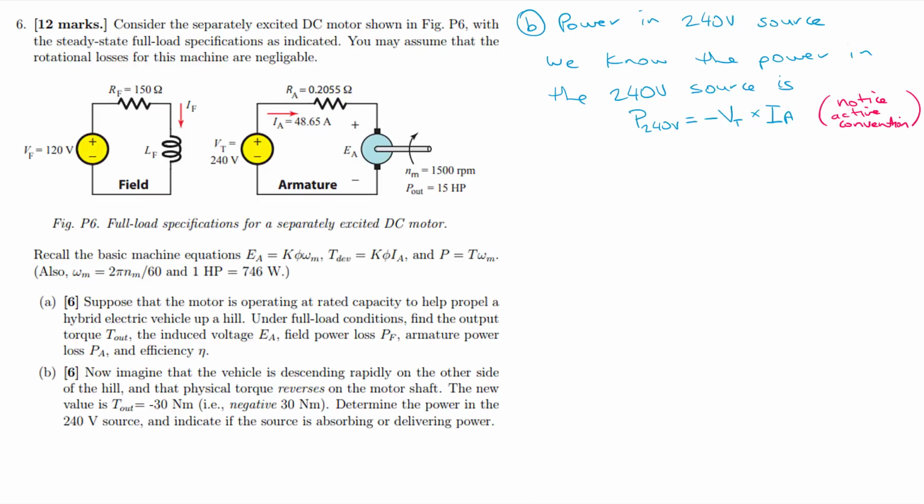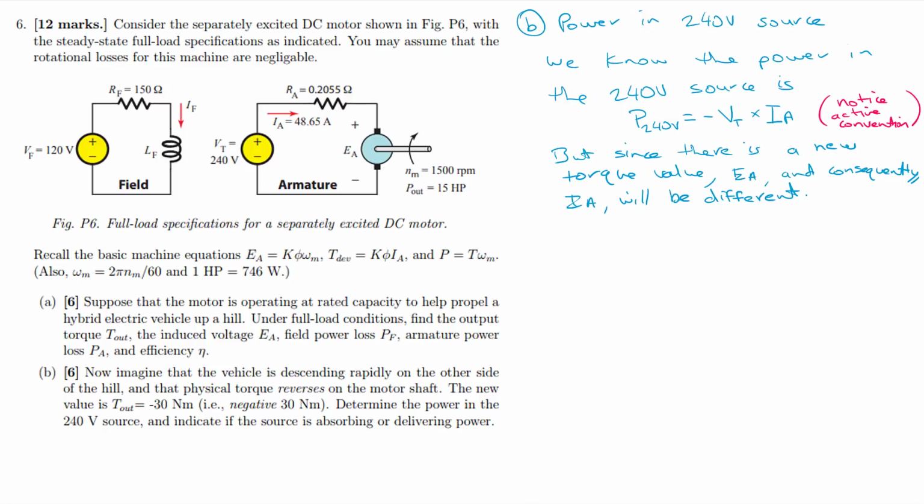So now, since we've got a new situation, we're going to have to calculate some new things. We have a new torque value, so the EA is going to be different, because we don't know what the new speed is. We have a different torque, so a different EA is going to be produced.